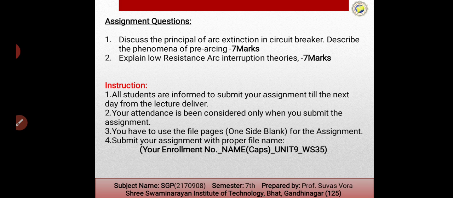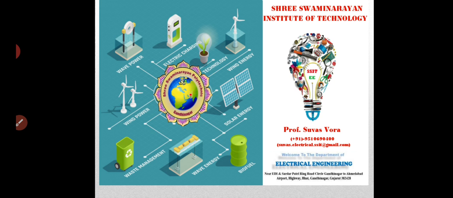Your today's worksheet or assignment questions are: discuss the principle of arc extinction in the circuit breaker and describe the phenomenon of pre-arcing. And the second one is: explain the low resistance or interruption theory. If you have any query regarding this topic, you can contact me, and if any questions regarding this topic, you can mail me.